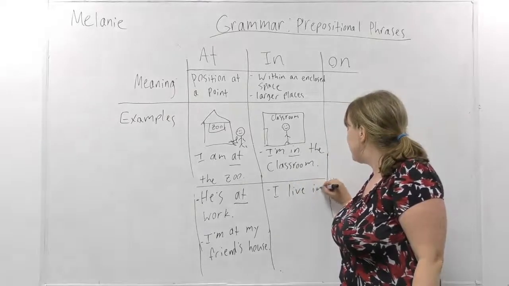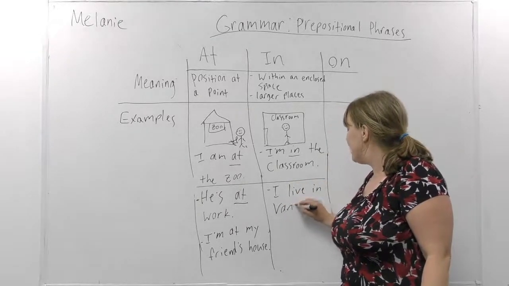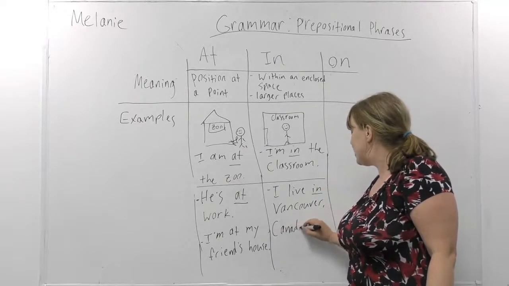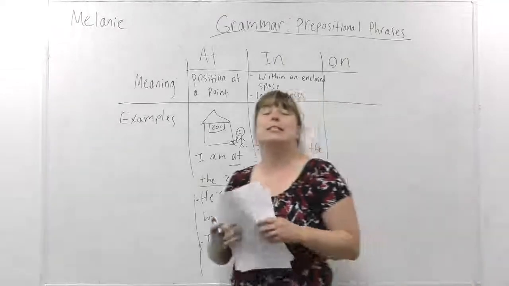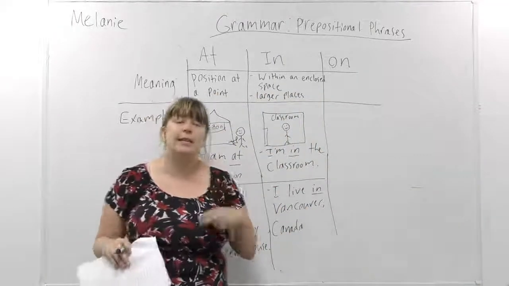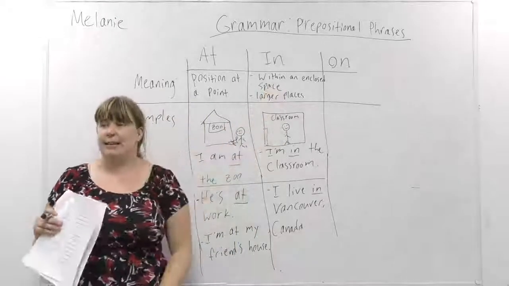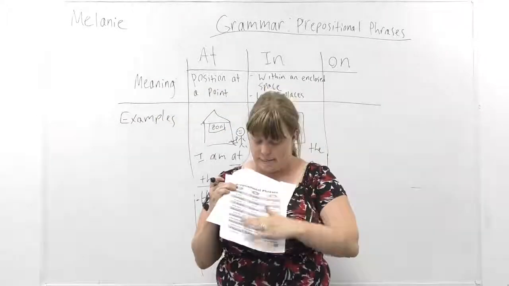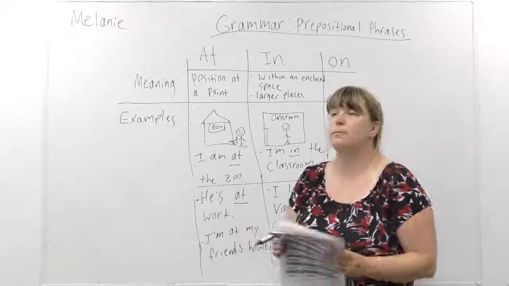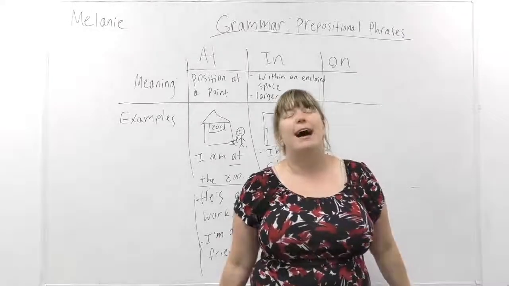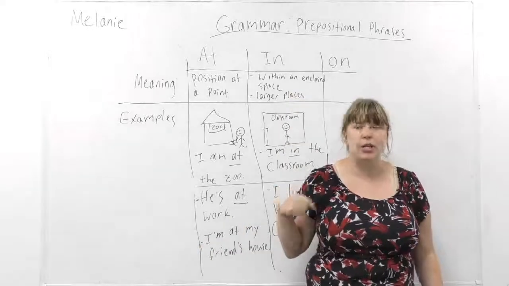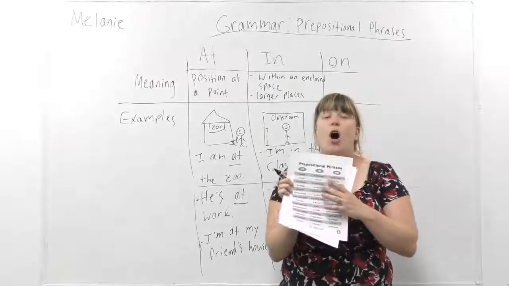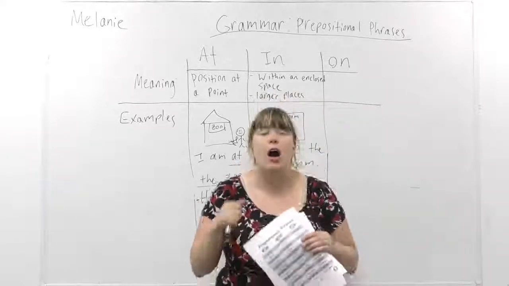So I live in Vancouver, Canada. Oh yeah, and for cities, Vancouver, Canada. So, larger places, cities, countries. So, that is when we use in. All right, we clear? And once again, there are so many examples here. So, for example, where are you? Oh, I'm in the house. I'm waiting for you. And typically for cars, usually we are in a car.